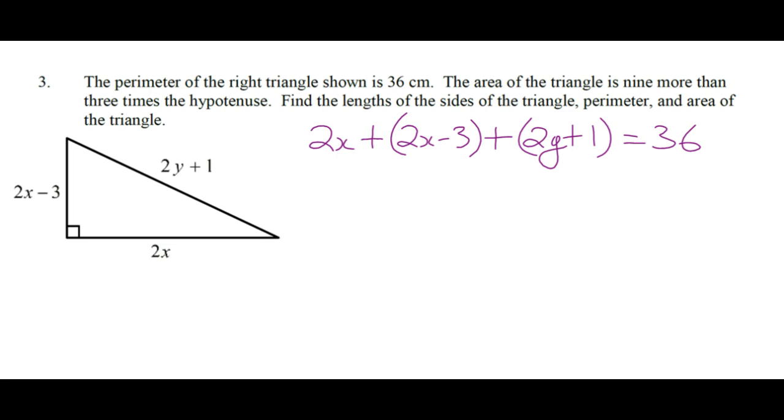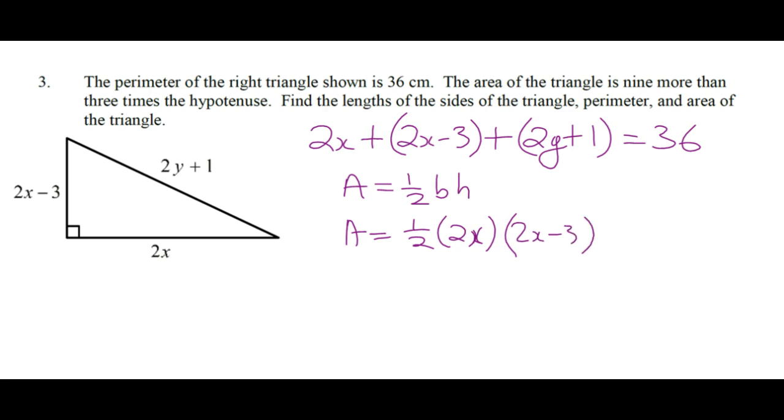Okay, the area is 9 more than 3 times the hypotenuse. So how do we do that? What's the area of a triangle? 1/2 base times height. What's the base? What's the height? 2x is the base. 2x minus 3 is height. All right, so let's write down A is equal to 1/2 base height, which is 1/2 2x and 2x minus 3.